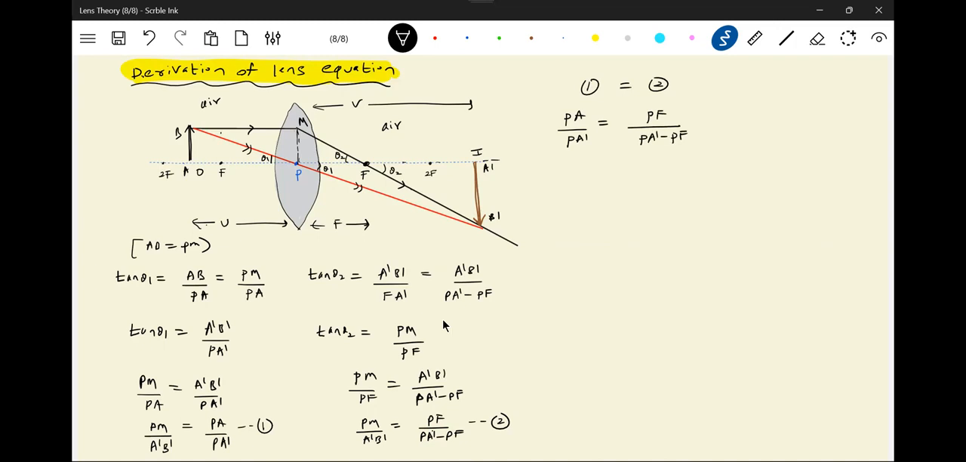So we have some set of equations here. Rewriting, PF by PA equals PA dash minus PF by PA dash. So PF by PA equals 1 minus PF by PA dash. Let me substitute all the things with sign.